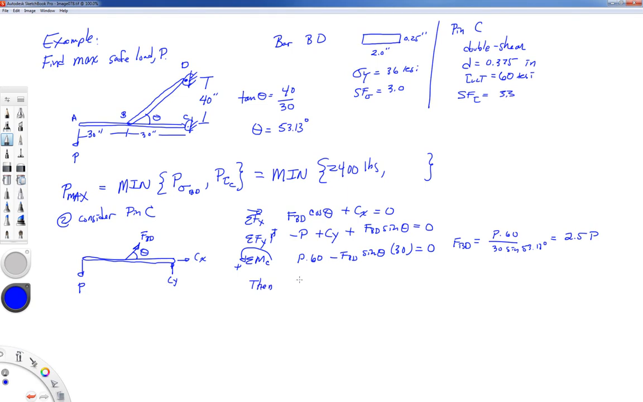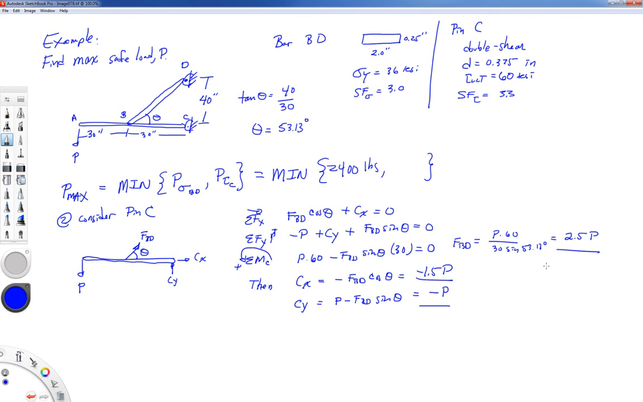All right, now if I know that FBD is 2.5P, then I can solve for Cx. Cx is going to be equal to minus FBD cosine theta. I got minus 1.5P. And Cy is going to be equal to P minus FBD sine theta. And I got minus P for that. You should go ahead and check my algebra there.